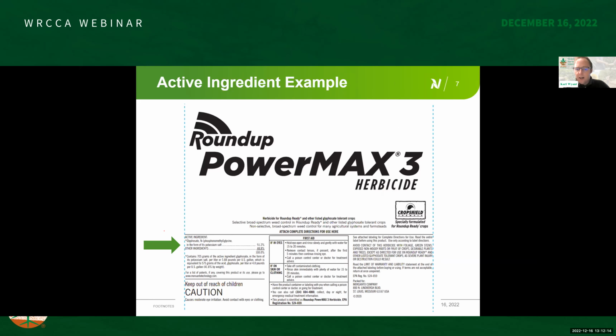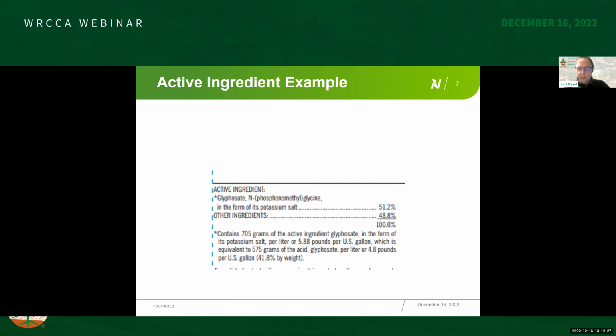And then just to remind the audience, what's the active ingredient? Remember, it's not the product. Here I just snagged a label, Roundup Power Max 3 herbicide. So we're not talking about the product, because there's several different products that contain the active ingredient, glyphosate. So that's what we're talking about. The thing that does the work, that's what gets impacted by your spray water, the active ingredient in the chemistry. So it's not a knock on the product, it's the specific reference to the active ingredient.